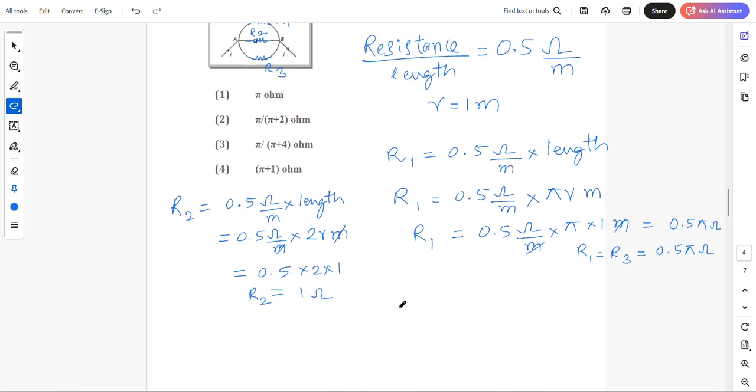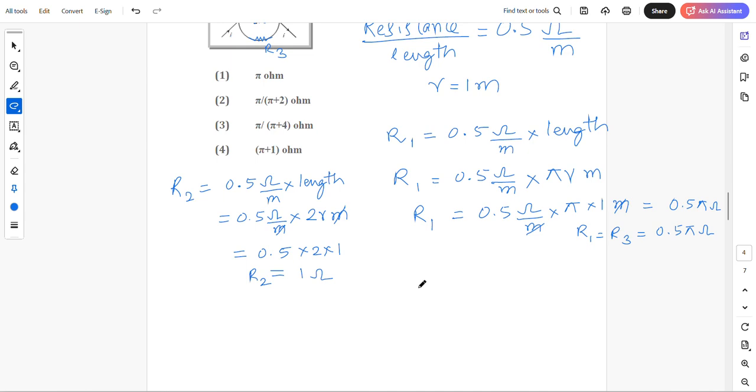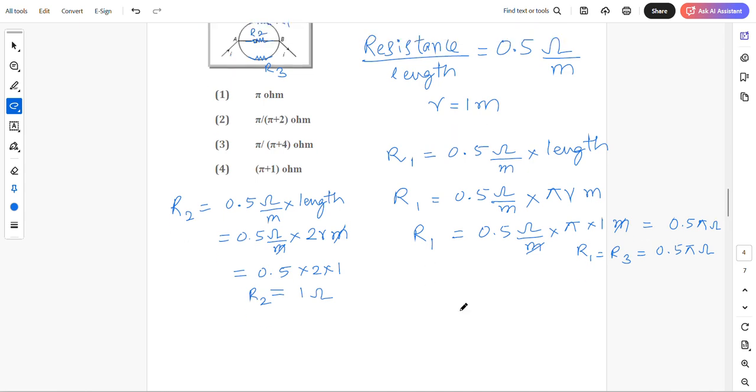Now how will the combination be? R1 and R3 like this, between A and B. Between A and B, if we see, 3 resistances are there. This is R1, this is R2 and this is R3. R1 is 0.5 pi, that is pi by 2 ohm, and this is also pi by 2 ohm. And how much is this R2? That is 1 ohm. Now the combination is in parallel.